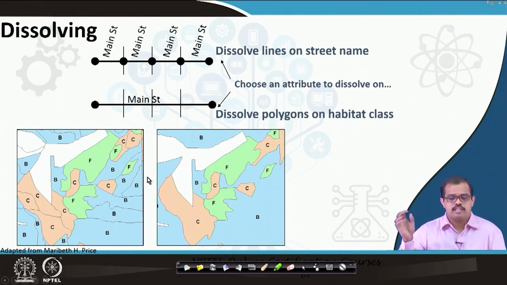Using dissolve you can put this into a single line, and if there are many intersections like this and you want to represent a main street, just using a dissolve can put it into a single line segment with only two points, at the head and the tail, representing the entire main street. So this is how a dissolve tool can be used, and if someone is using ArcGIS, I am sure he or she would have used this tool extensively.